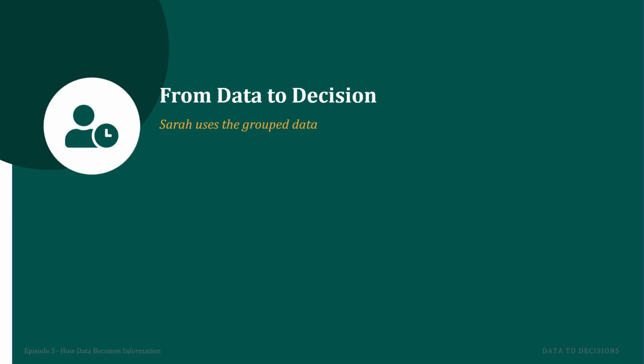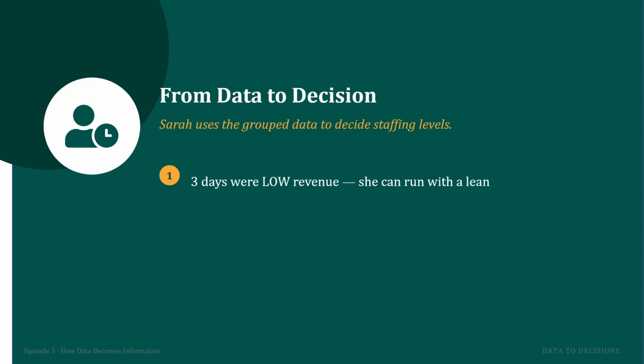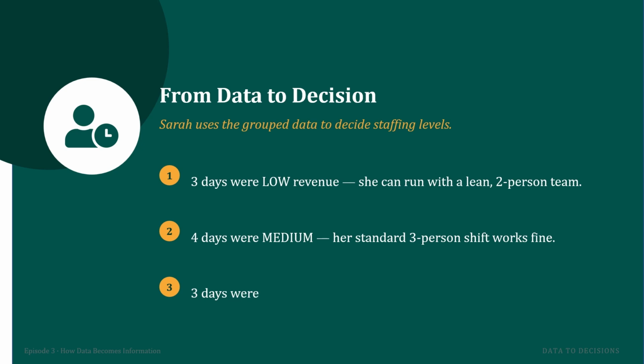Sarah uses it to plan her staffing. 3 low days, a lean 2-person team is enough. 4 medium days, her standard 3-person shift works fine. 3 high days, she needs a 4th person on the floor to keep up. That's the whole point of organizing data. It tells you what to do.